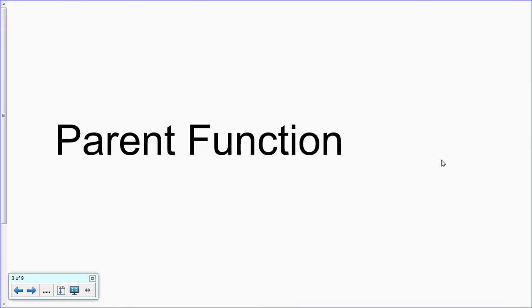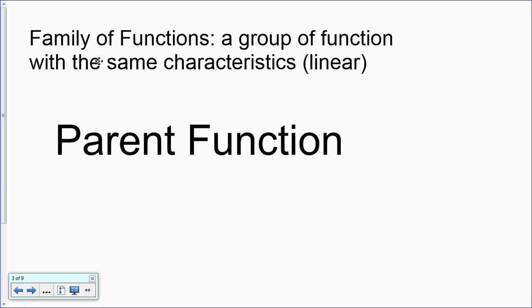So parent function. First, before we do parent function, let's talk about families of functions. Functions are classified based on their shape. We've talked about linear. We will talk about quadratic, but linear is just a straight line. Quadratic actually makes a curve. There are lots of other different functions that you'll learn later on in math. But that's how we classify functions into families based on their shape. So a family is a group of functions with the same characteristics. Here we're going to be talking about linear.